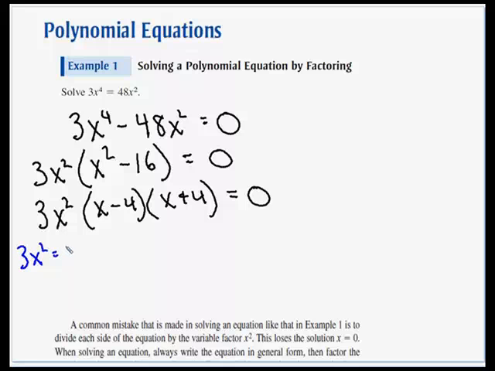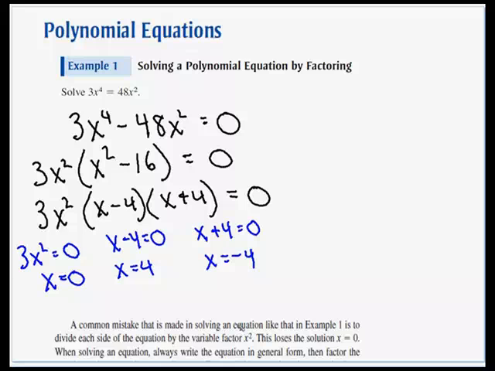When I set 3x squared equal to 0, I get x equals 0. When I set x minus 4 equal to 0, I add 4 to both sides and get x is positive 4. And when I set x plus 4 equal to 0, I subtract 4 from each side and get x is negative 4. So there are three solutions. And let's get in the habit, we might as well check these in the original equation. My original equation was 3x to the 4th equals 48x squared. If I plug in 0 for x, I get 0 to the 4th times 3 equals 0 squared times 48. 0 equals 0. That does check out.